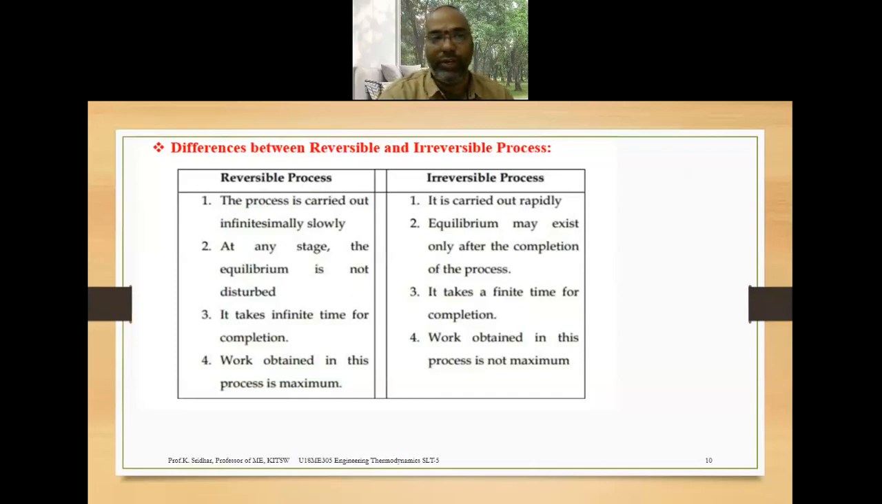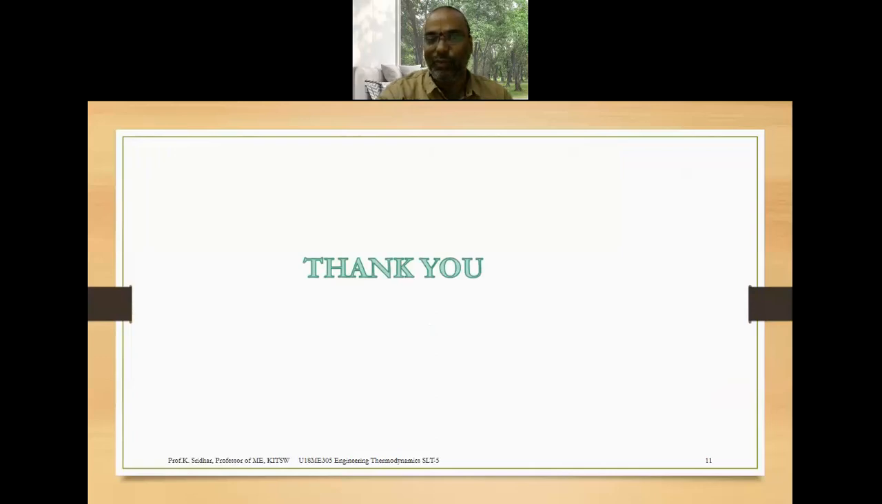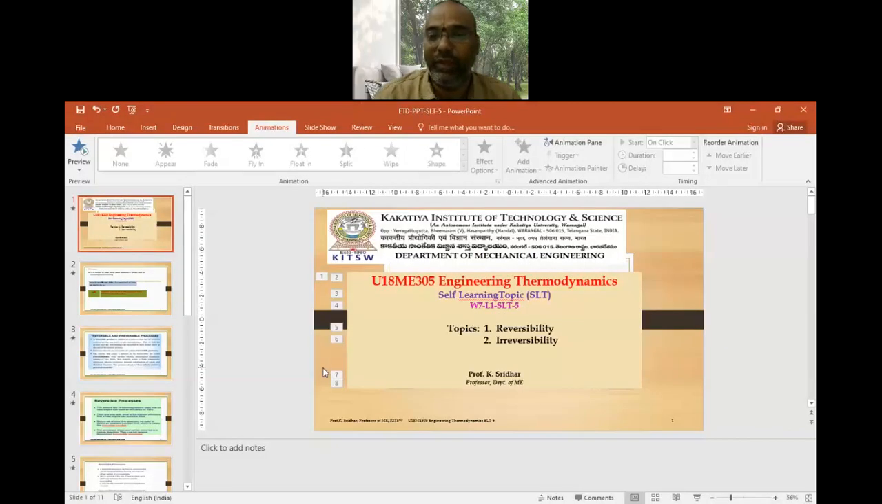So here I am able to differentiate some of the points based upon the reversible and irreversible process. The process is carried out infinitesimally slowly in the reversible process, and automatically it will take more time, and the work obtained in the reversible process is maximum, and the deviation from the equilibrium states is also very less. So like this, we are able to differentiate the reversible and irreversible process, and we are able to study under what conditions we get a reversible process, and why all the spontaneous processes are leading to an irreversible process.